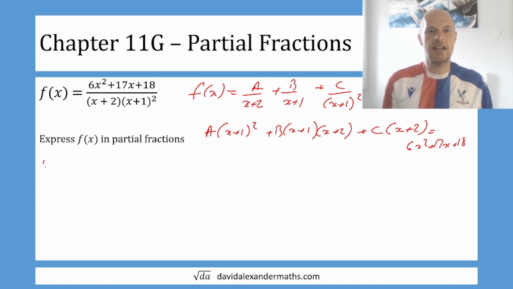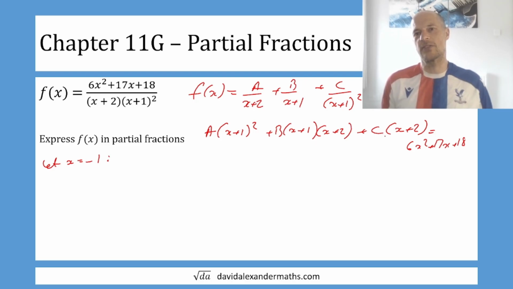Okay, so now let's let x equal -1. That will eliminate the a and the b, so that will give us the value for c. -1 plus 2 is 1, so that is c. And so c is going to equal 6 times -1 squared, which is 6, minus 17 plus 18. 18 take away 17 is 1, plus 6 is 7. So c is 7.